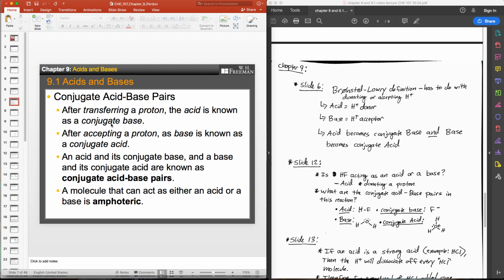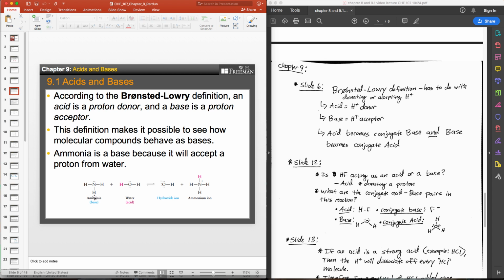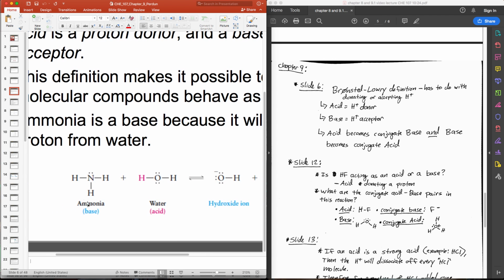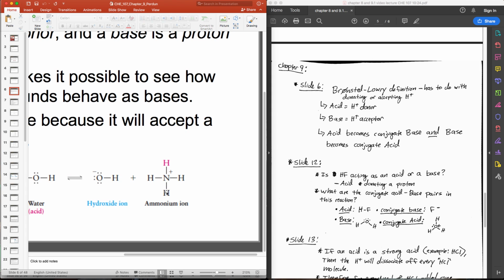Why? Because now it can accept a proton. Remember, we're still talking about Bronsted-Lowry here: proton acceptors and proton donors. After this, this base right here, this ammonia, I'll zoom in on this ammonia. This is the base. What is a base when it comes to the Bronsted-Lowry definition? It is a proton acceptor. Therefore, it has accepted a proton.